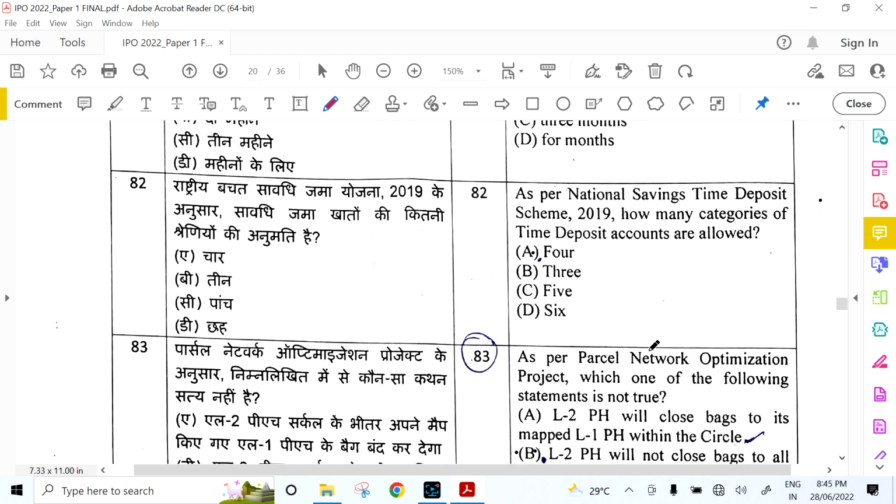As per National Savings Time Deposit, how many categories of time deposit accounts are allowed? It is 4 accounts are allowed.